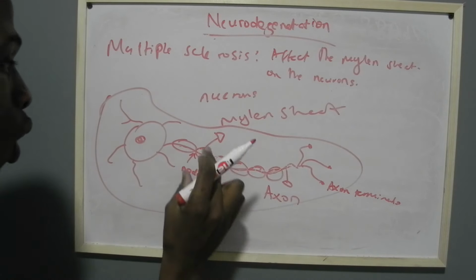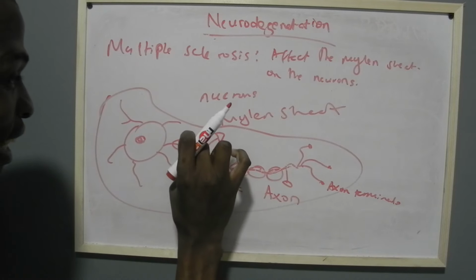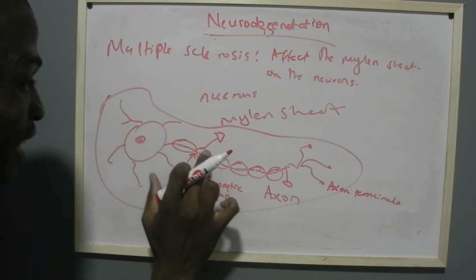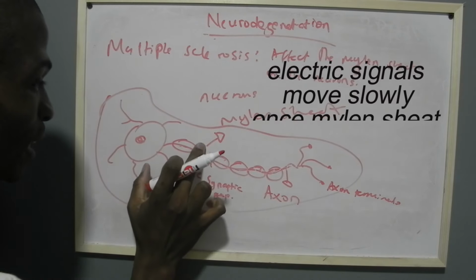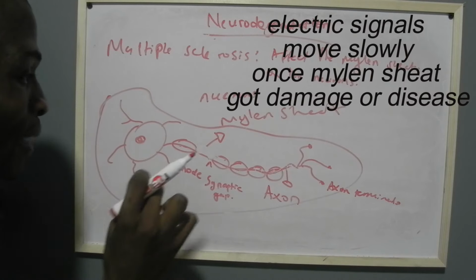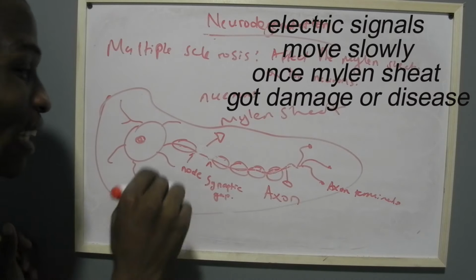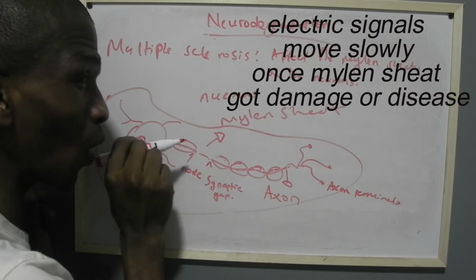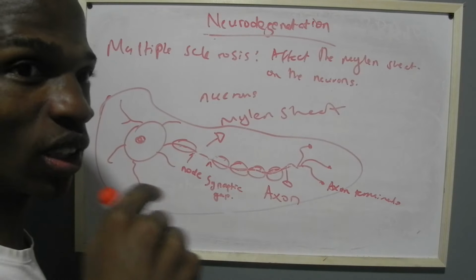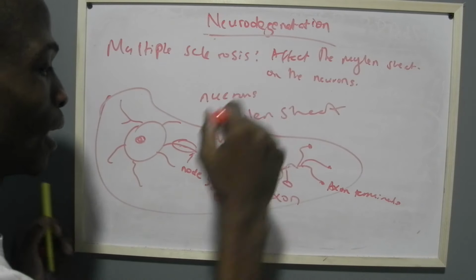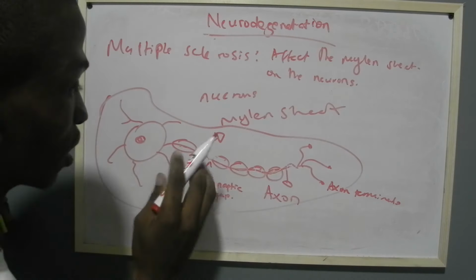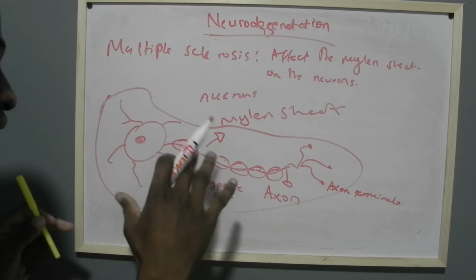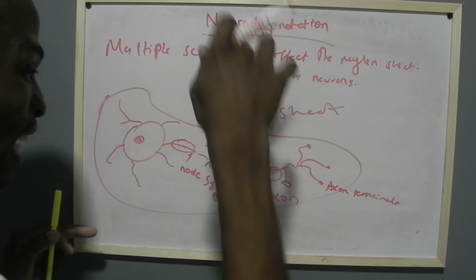Once the myelin sheath in the neurons is damaged, it will cause the electrical signals to move slowly in the body, which can cause those diseases we have looked at. It is because of the transmission of those electrical signals along the axon.